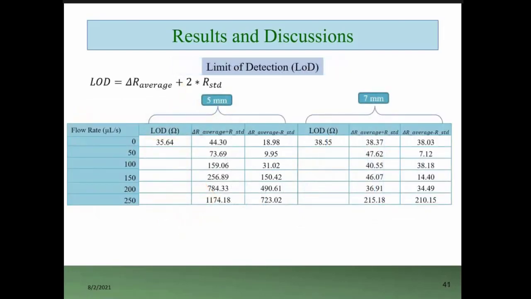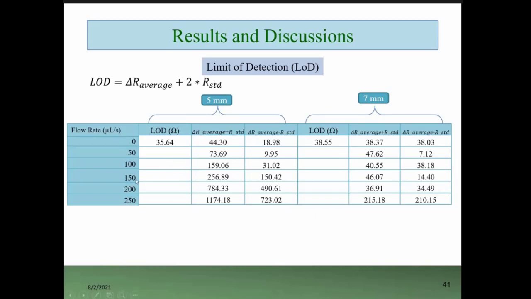After that, the limit of detection of the sensor was observed, and in the case of the 5 millimeter channel, the limit of detection is 35.64 ohm. From these two columns, we can see that this 35.64 is not matched up to 100 microliter per second, because from 0 to 100 microliter per second, the change in resistance is less than 35.64.